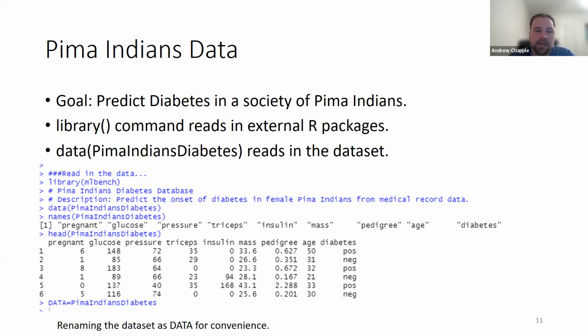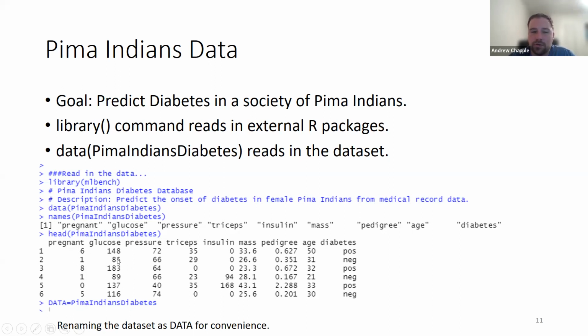I'm looking at the names of my data. I have pregnant, glucose, blood pressure, triceps, insulin, mass, pedigree, age, and diabetes. If I look at the header here, I can see pregnant looks like the number of pregnancies: 6, 1, 8, etc.